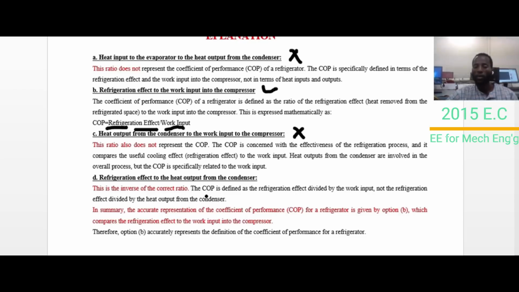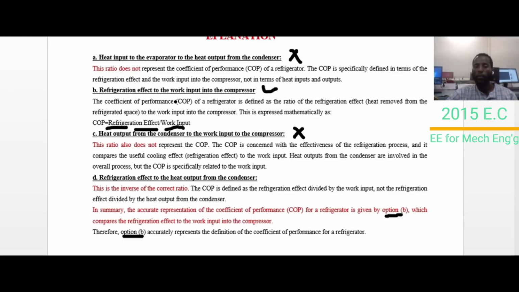So the COP is defined as the refrigeration effect divided by the work input, not the refrigeration effect divided by heat output from the condenser. In summary, the accurate representation of the coefficient of performance for a refrigerator is given by the formula in choice B, which compares the refrigeration effect to the work input into the compressor. So the correct answer for this question is B.